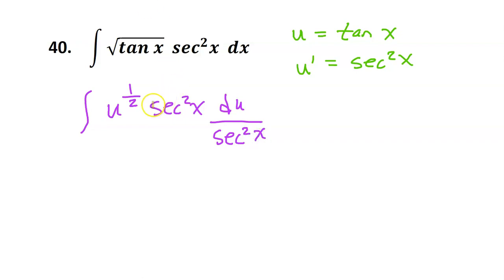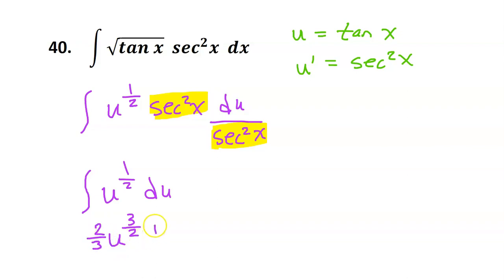Look what cancels out. We have secant squared x here and in the denominator. So these are now gone. This leaves us with the integral of u to the 1/2 power du. Using the power rule, we will add 1 to this, which will give us u to the 3/2 power. We will divide by the new power, which becomes the reciprocal 2/3, and the constant of integration.